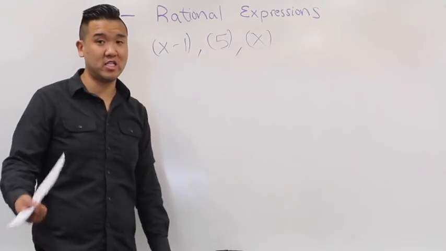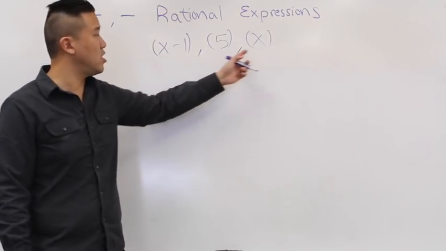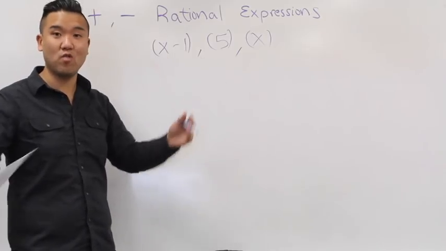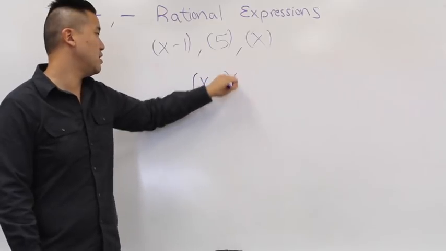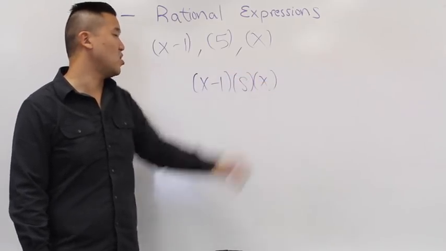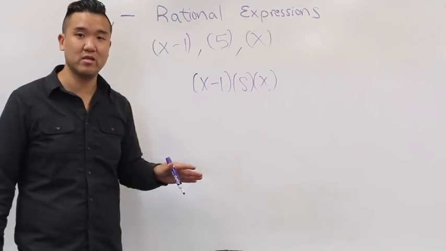Alright, you guys tried it. Let's take a look. Because they're all different, like x and y, we had to multiply them together. So x minus y, 5, and x are all needed. So this is my common denominator.